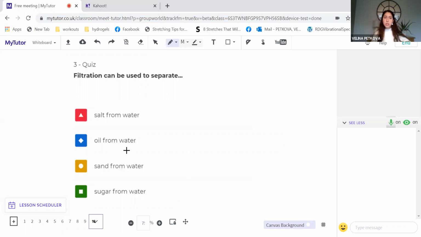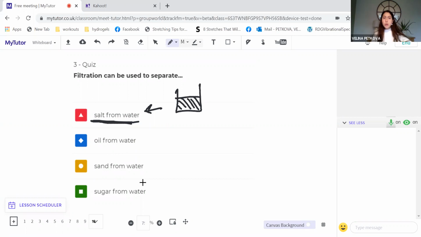So when do we use filtration? So we use filtration to separate an insoluble thing from water, right? So some of you guys pressed salt from water. Why is that incorrect? Although salt is a solid, it is soluble in water, therefore it dissolves, and filtration is not able to separate salt from water. So filtration is not able to separate anything that can dissolve in water from water, okay? So that's why we must use either distillation or crystallization to separate our soluble solids from water.